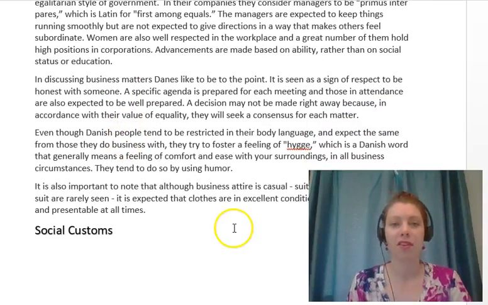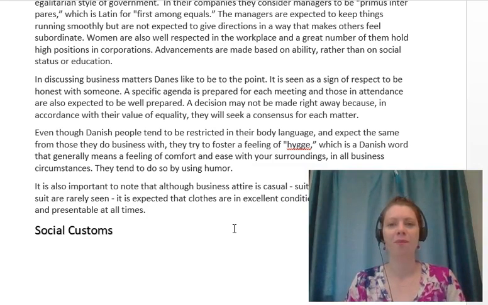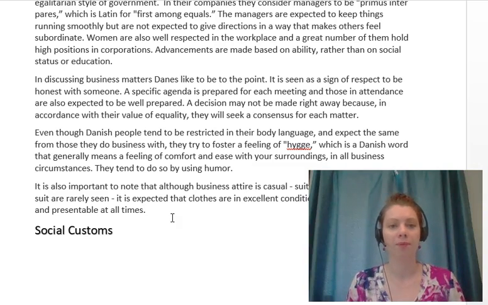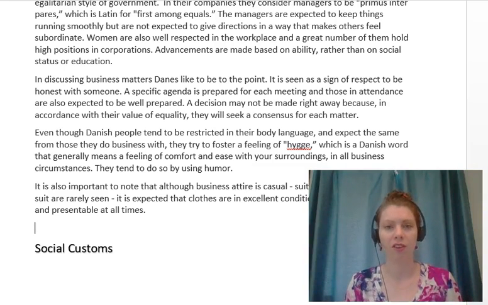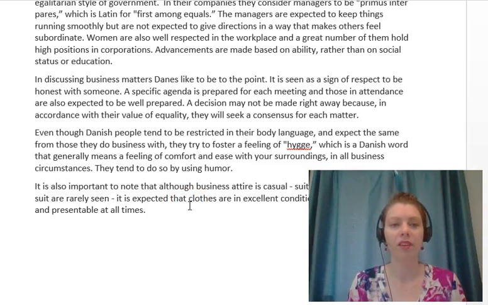In discussing business matters, Danes like to get to the point. It is seen as a sign of respect to be honest with someone. A specific agenda is prepared for each meeting, and those in attendance are also expected to be well prepared. A decision may not be made right away because, in accordance with their values of equality, they will seek a consensus for the matter.